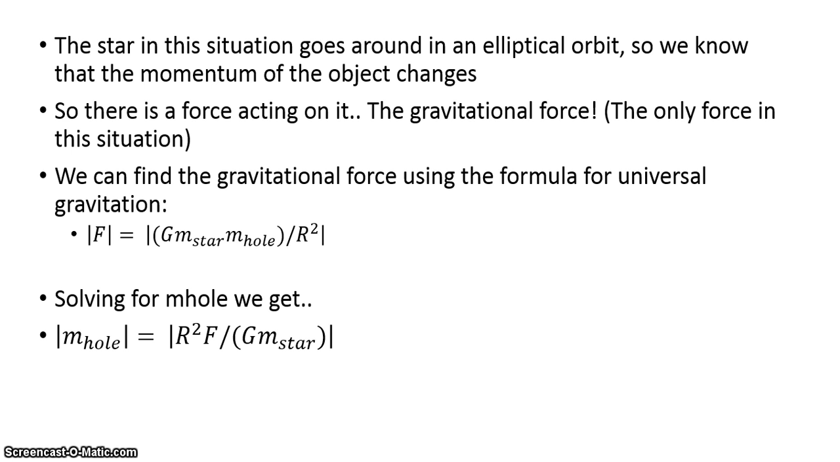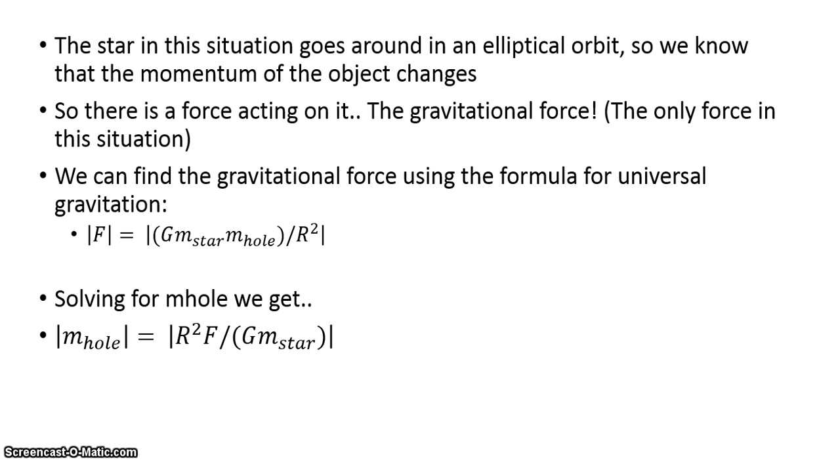Now, we can find the gravitational force using the formula for universal gravitation, which is F gravitation equals the universal gravitational constant, which is about 6.67 times 10 to the negative 11th, times the mass of the star, times the mass of the black hole itself, divided by the radius squared, which is the distance between the black hole and the star. If we solve for the mass of the hole, we get that the mass of the hole is equal to the radius squared times the force, divided by the universal gravitational constant times the mass of the star.